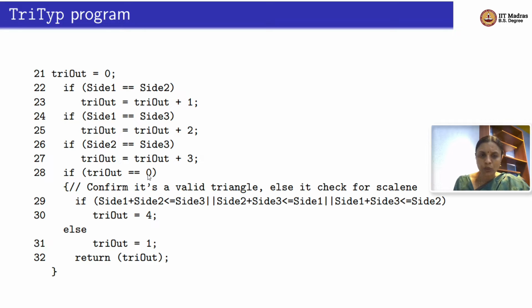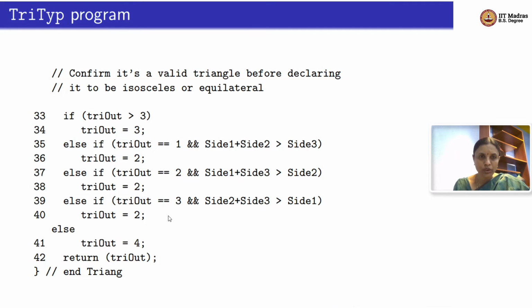If tryout equal to 0, then you check whether this is true, properties of the triangle, right? Sum of two sides should be greater than or equal to the third side. But if that is not true, then you say if side 1 plus side 2 is less than or equal to side 3, or side 2 plus side 3 is less than or equal to side 1, or side 1 plus side 3 is less than or equal to side 2, confirm that is not a valid triangle by setting tryout to be 4, otherwise return tryout to be 1 and return this value. So you can run a few sample triangles through this to check whether it is true or not.